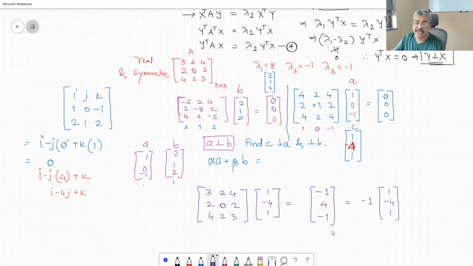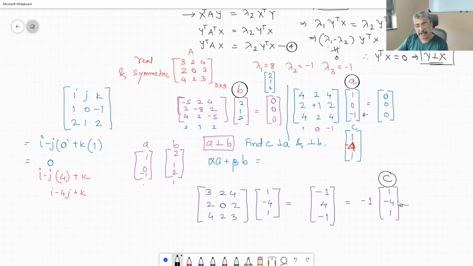And I am not saying that these are the only two vectors which you can get out of this, because we made both of them perpendicular to each other. Any linear combination of 1 0 minus 1 and 1 minus 4 1 will also satisfy the requirement. So we ended up getting three vectors, A, B, and this is a new vector, C. And they are mutually perpendicular.